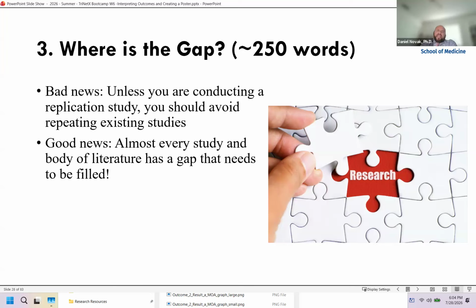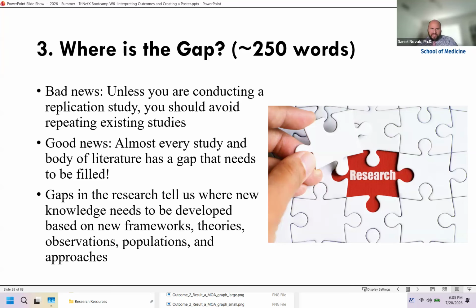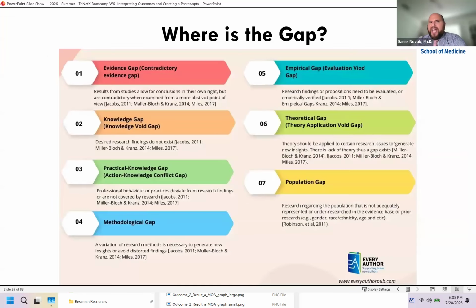Good news is that almost every study and body of literature has a gap that needs to be filled, and most papers, if you read them carefully, will specifically tell you what they were unable to do with their data or with their analysis. And that gives you a really good place to start. So, gaps in the research tell us where new knowledge needs to be developed based on new frameworks, theories, observation populations, and approaches. And there's a bunch of different types of gaps that they might call out for you in your study. So, evidentiary gaps, you can see I have a couple here.